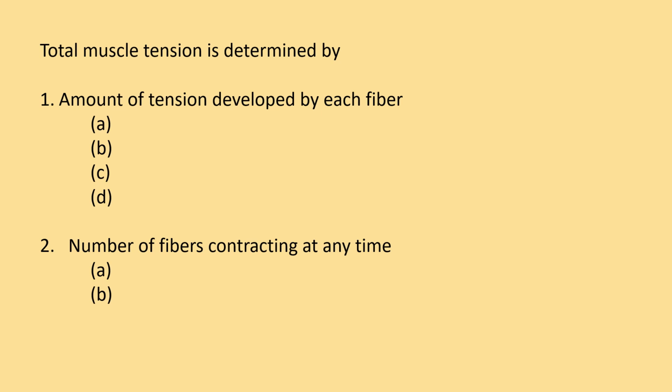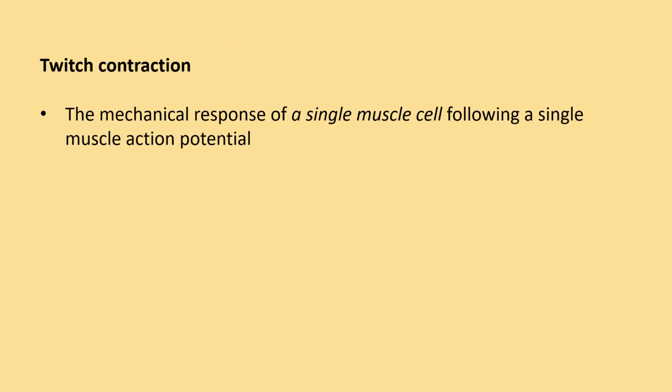So in order to dive into point number 1 here, the amount of tension developed by each fiber, we need to revisit what's happening at the level of an individual cell. And when we look at muscle contraction in one individual cell, it's called a twitch contraction. A twitch contraction is the mechanical response of a single muscle cell following a single muscle action potential.